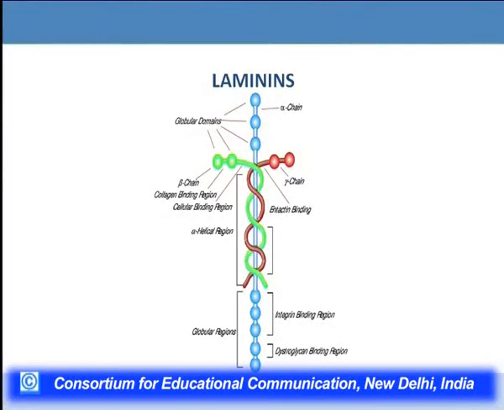Now this particular panel shows the arrangement of laminins. As we can see here, there is one polypeptide which is blue in color, which is the larger polypeptide, and 2 other polypeptides which are green and red in color. They are wound together in a helical structure, and together they give the shape of a cross.